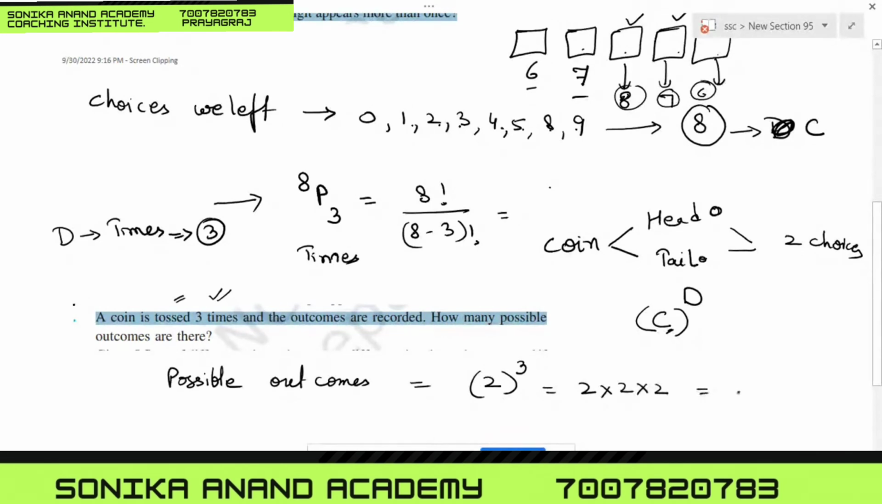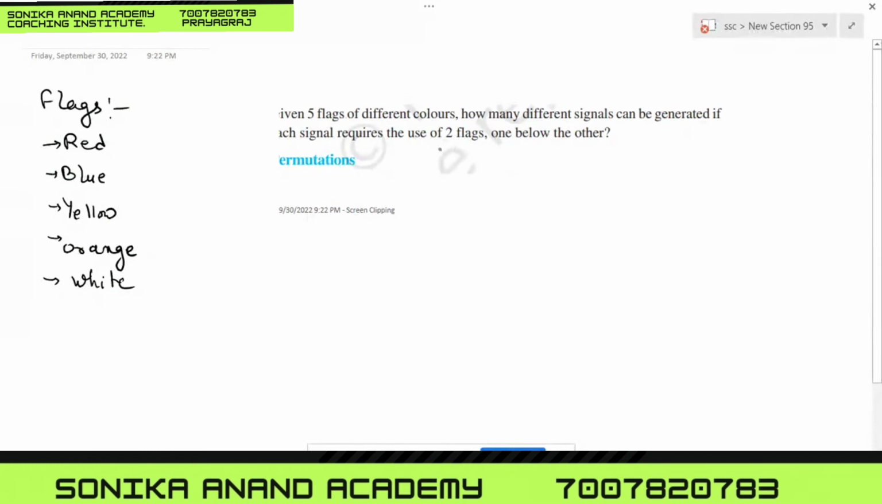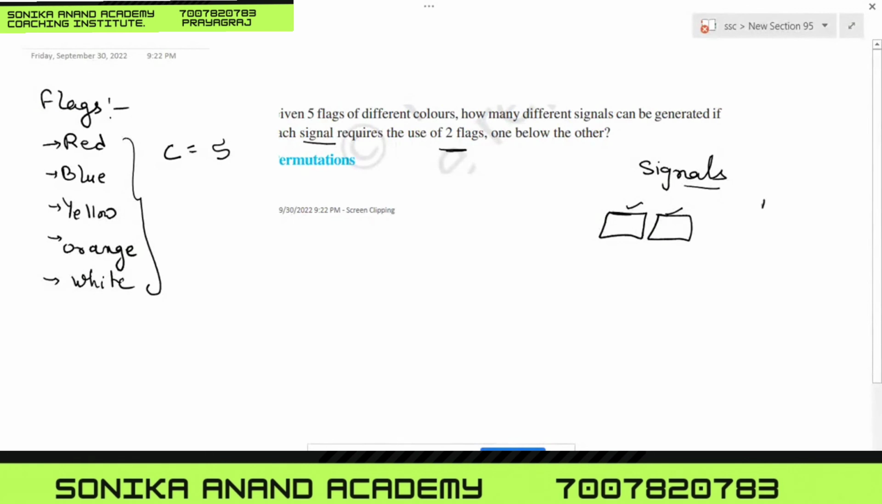That means 8. Now, we have to make signals using two flags. Clear? Clear, ma'am. Only two flags, so two colors are needed. So how many choices are there? 5. And how many digits? You can say n is equal to 2. And different signals, that means they can't be repeated.